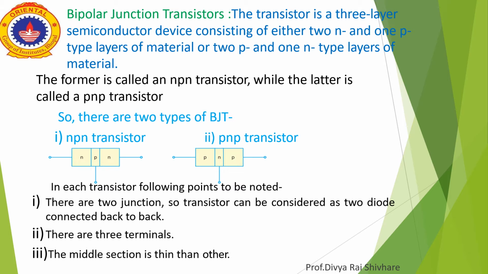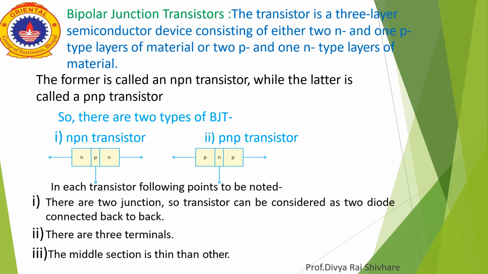The transistor is a three-terminal semiconductor device consisting of either two N and one P-type layer of material or two P and one N-type layer of material. The former is called an NPN transistor while the latter is called a PNP transistor. So basically there are two types of transistor, NPN transistor and PNP transistor.